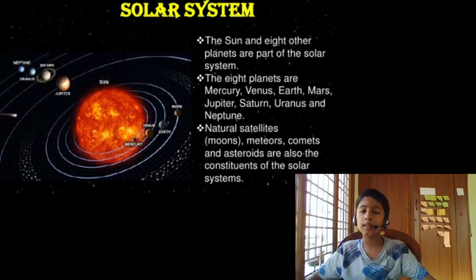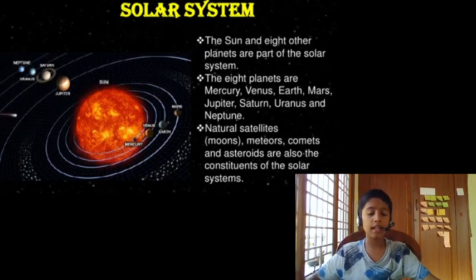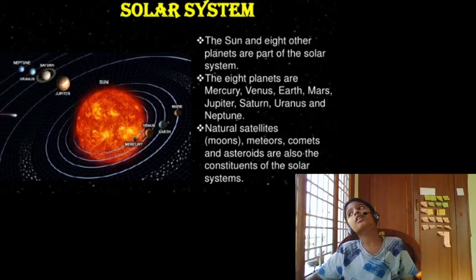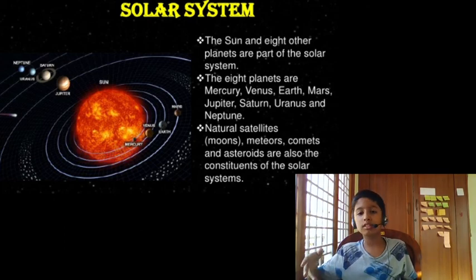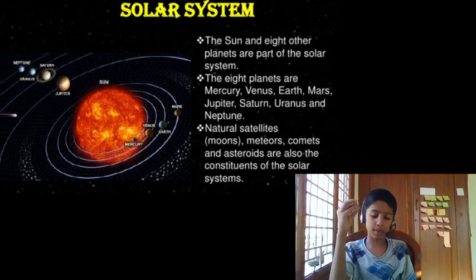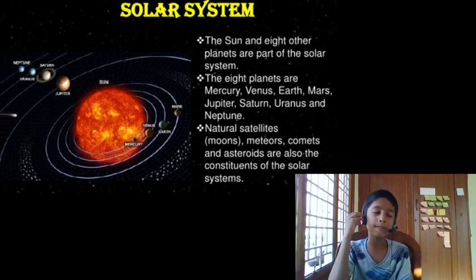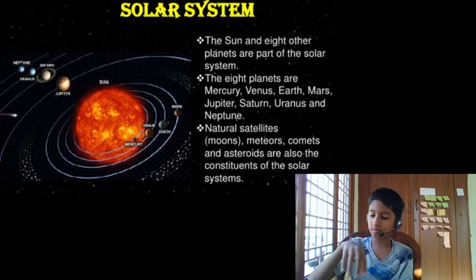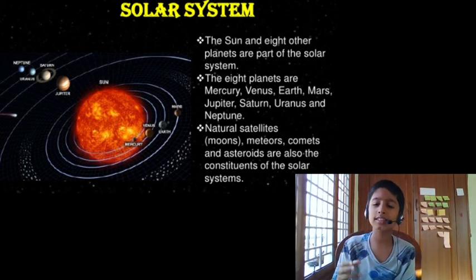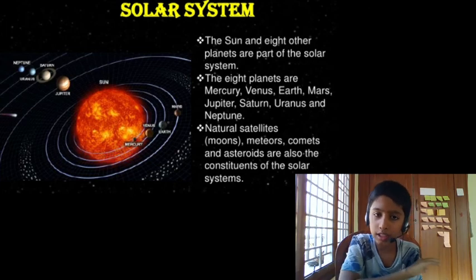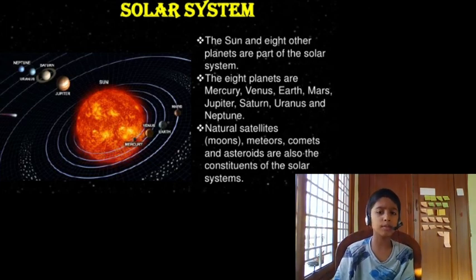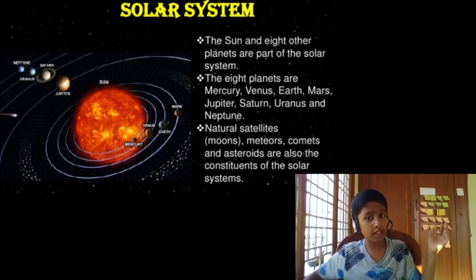And the solar system. The Sun and 8 planets are part of the solar system, and the 8 planets are Mercury, Venus, Earth, Mars, Jupiter, Saturn, Uranus and Neptune. After Neptune there was Pluto, but it is no longer considered a planet. Some years ago Pluto was considered a planet. Natural satellites like the moon, meteors, comets, and asteroids are also constituents of the solar system.